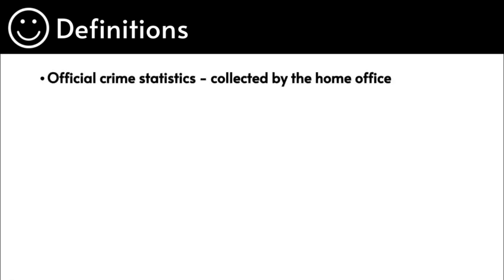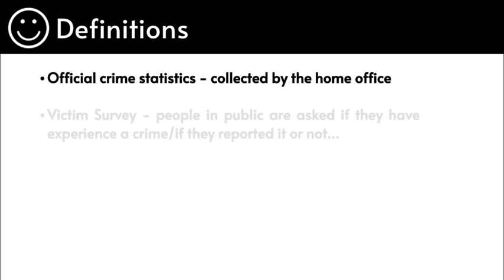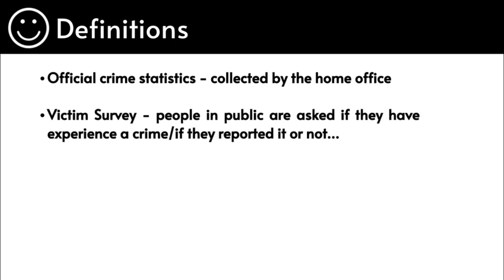Official crime statistics are collected by the Home Office. If you Google official crime statistics, you'll get a vast amount of data collected by the Home Office. Within that page, you will see victim surveys. Victim surveys are where people in public are asked if they experienced a crime. Have they reported it? Have they not reported it? Why have they reported it? Why have they not reported it? Victim surveys are confidential and they don't get leaked in any way and do not get you into trouble.